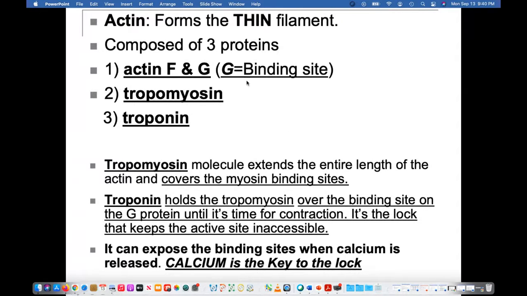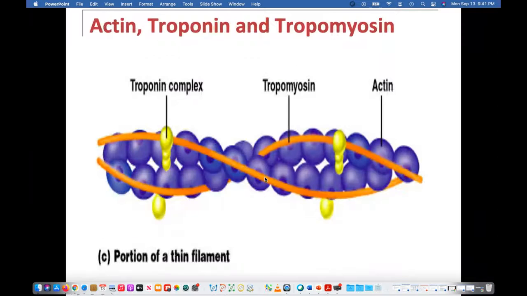So actin is composed of three important proteins. The important one is the G protein or the G molecule, which I'll show you, sometimes referred to as the binding site, tropomyosin and troponin. Now, tropomyosin is this type of protein that extends the entire length of actin, and it's going to cover the myosin binding site.